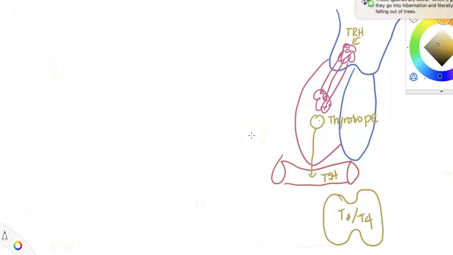T3 is the active form of the hormone. T4 is sort of the stored form of that, and there's way more T4 than there is T3. T4 will then convert into T3 to be used.